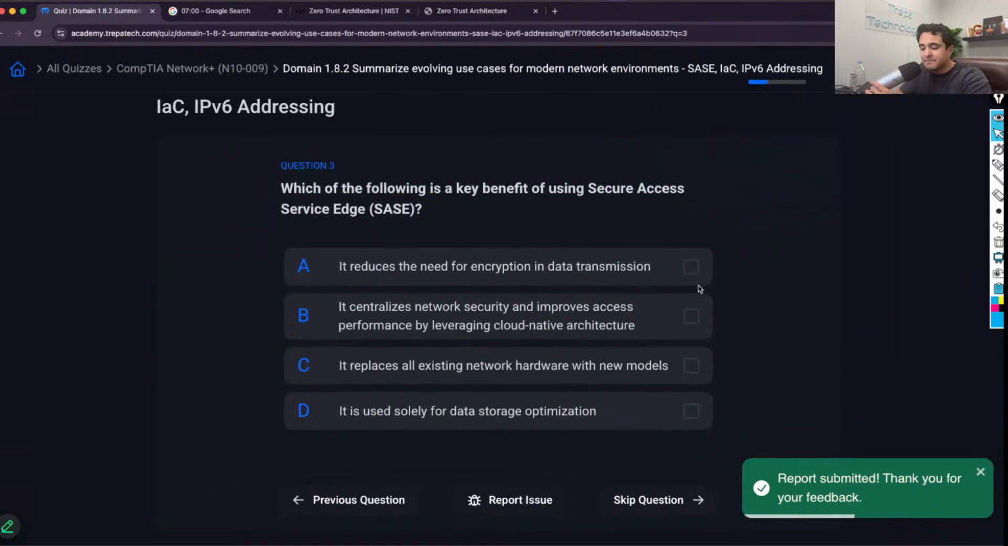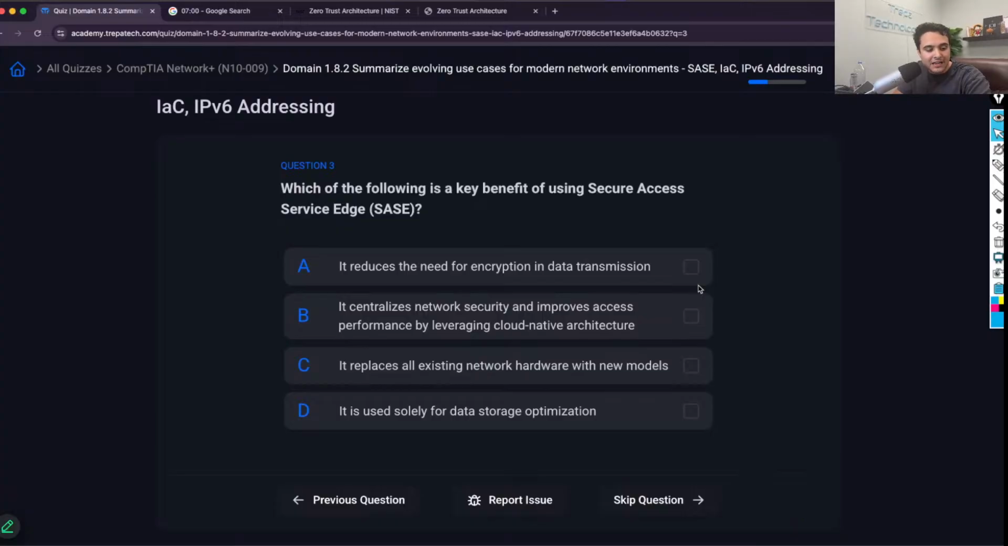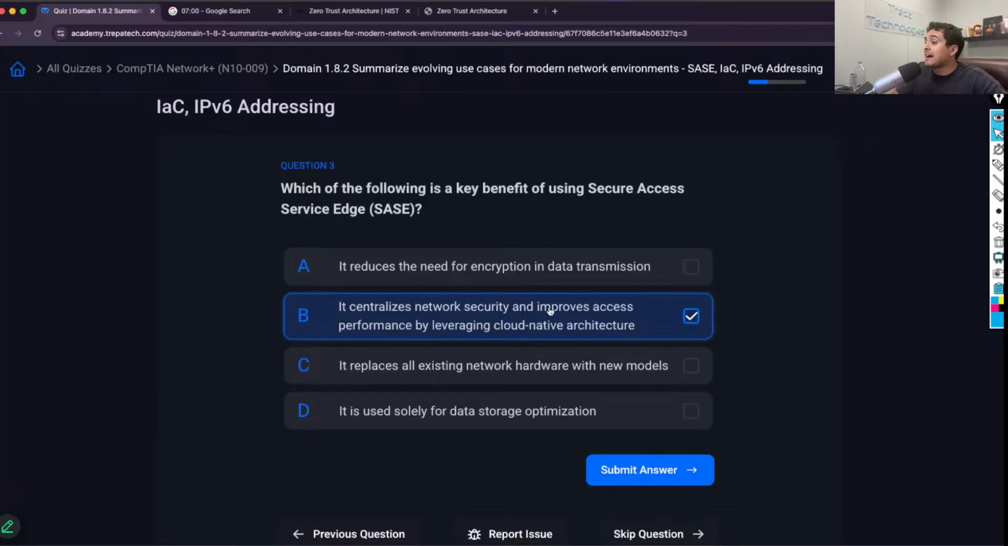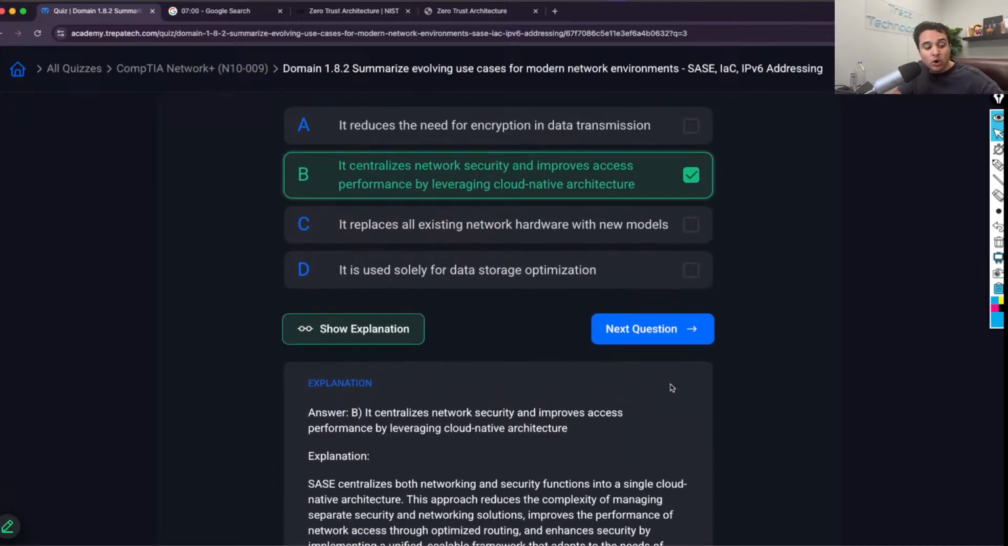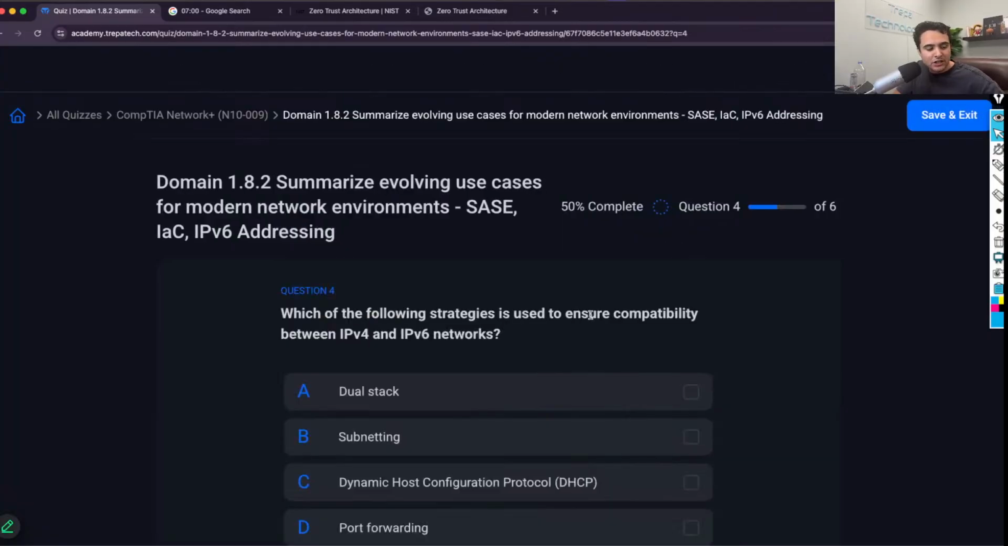All right, question 3. Which of the following is a key benefit of using Secure Access Service Edge? Remember, Secure Access Service Edge is kind of like that all-in-one umbrella that does a lot of security functions for you, and also SD-WAN. It's also cloud native. What we mean by that is it's virtual. It sits in the cloud. It's not a physical hardware appliance that we have to go buy. So it centralizes network security and improves access performance by leveraging cloud native architecture. That is one of the key benefits. One of. There are other things that it does.